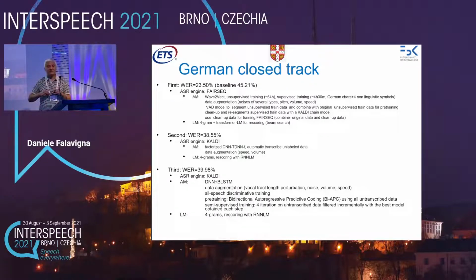German closed track, maybe this is the most interesting system, the first one, the best performing system. As far as I have understood, the system is also in this case a sequence-to-sequence. They make use of several iterations of pre-training on the transcribed data, then fine-tuning, and then data augmentation, and then transcribe the untranscribed data, and then again pre-training, data augmentation, and fine-tuning. So very interesting. The second and third systems are based on Kaldi recipes.